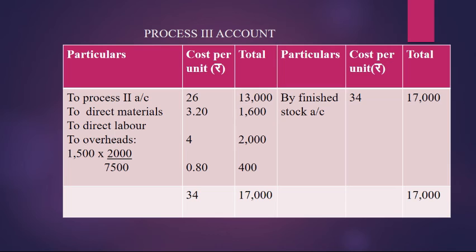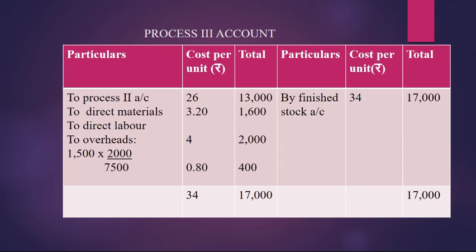Process 3 amounts to: to process 2 account carried 26 and 13,000, to direct material 3.2, 1600, to direct labor rupees 4 and 2000, to overhead 1500 times 2000 divided by 7500, rupees 0.8, total 400. By finished stock, it amounts to 34 and the total 17,000 by carrying down. So this is what a process account looks like.